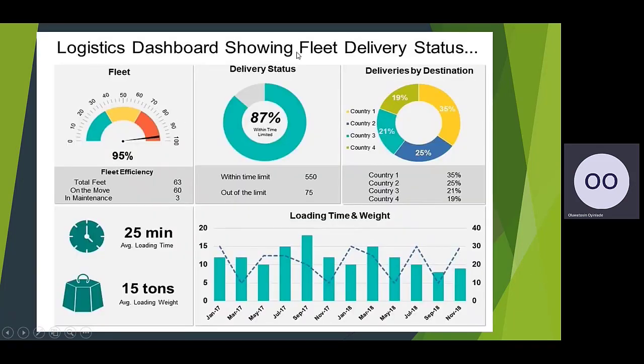There's another one, logistic dashboard showing fleet delivery status. So this fleet delivery is like a gauge to say, oh, 95% fleet availability, great. Delivery status, it's 7% within the time limit. Okay, delivery by destination. So you have 4 countries, 35% country 1, 25% country 2, 21% country 3, 9% country 4. So within limit 550 out of limits, and so you can begin to look at all of these things and begin to make your own insights from them.